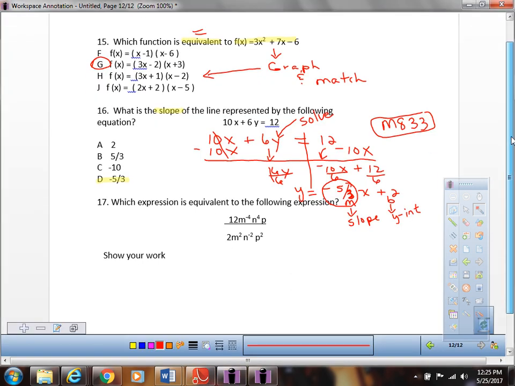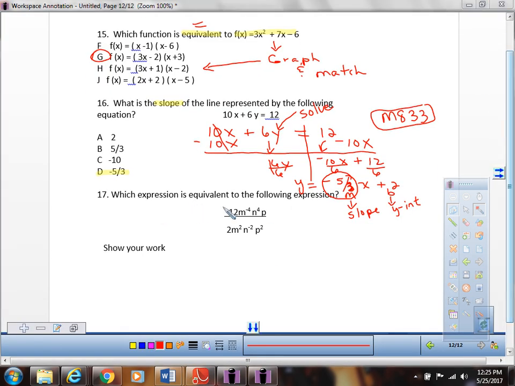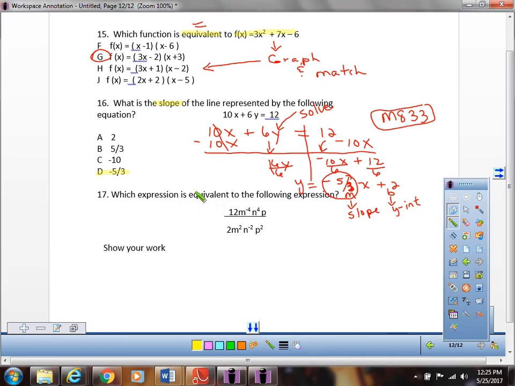Alright, so number 17, which expression is equivalent to the following expression? Equivalent, on this one, you would not be able to graph. On number 15, we graph. This is the one you would want to do store. So anytime you come across the word equivalent, try graphing. If graphing doesn't work, then you need to try the store option. And this is definitely one of those problems where you would do the store.